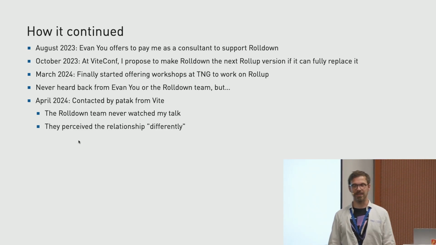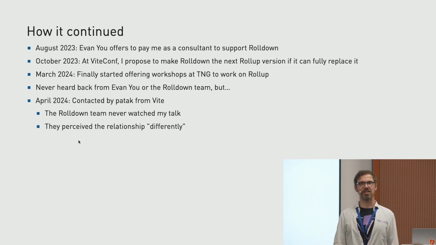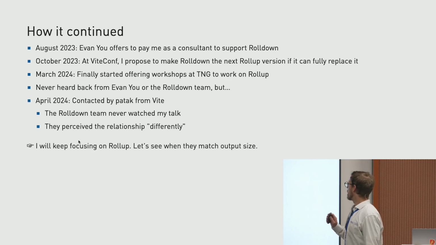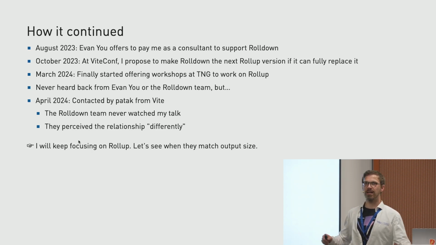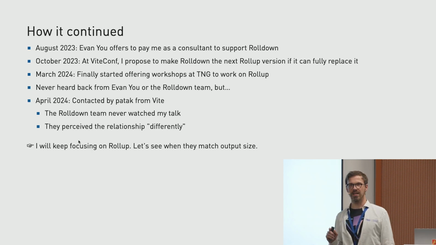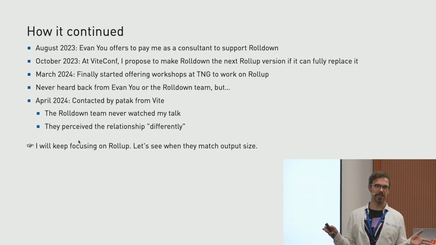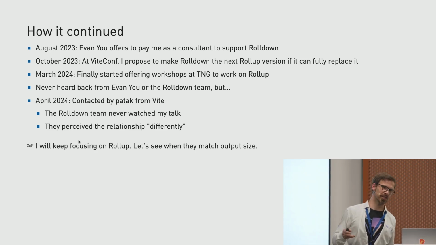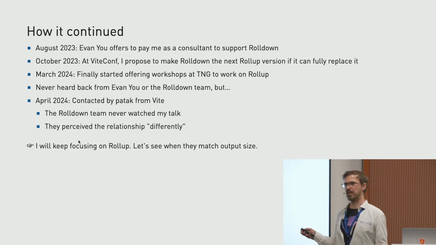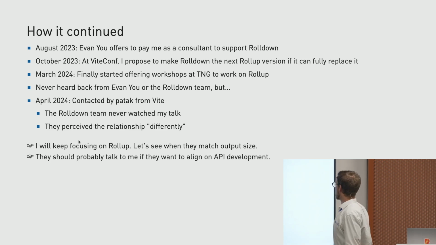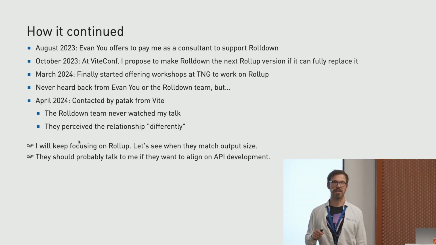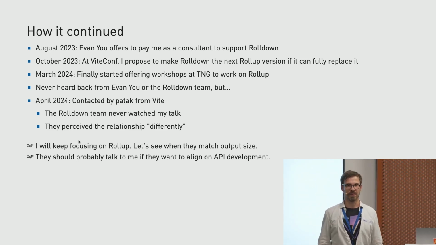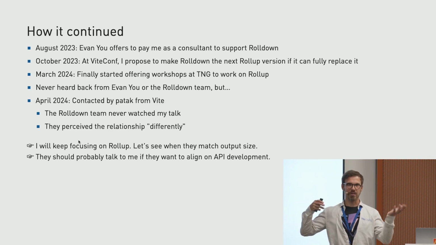He never told me what differently was, but I had an idea. Summing it up, I will keep focusing on Rollup because it's fun. And the thing about open source is, I don't need money. If no one uses it, then it's my pet project. Fine, and if people use it, I'm happy. It would be nice if they would talk to me if they want to align on API development. If they don't want to align, then okay, I could also talk to them. That would also be an option.